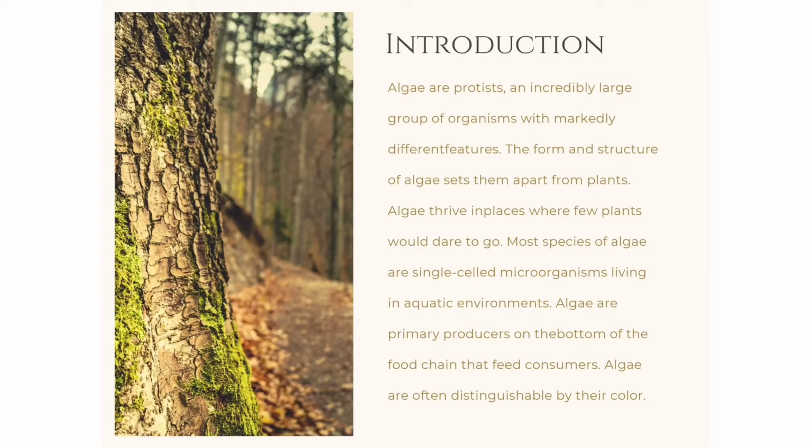Introduction. Algae are protists, an incredibly large group of organisms with markedly different features. The form and structure of algae set them apart from plants. Algae thrive in places where few plants would dare to go. Most species of algae are single-celled microorganisms living in aquatic environments. Algae are primary producers at the bottom of the food chain that feed consumers.